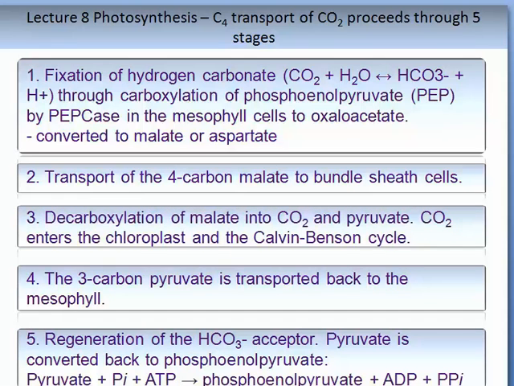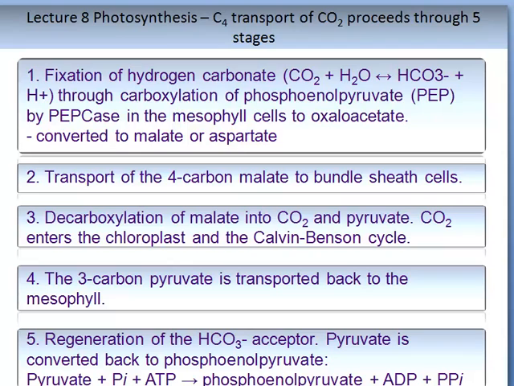And the final stage is the 5th stage, where regeneration of the hydrogen carbonate acceptor occurs: pyruvate is converted back to phosphoenolpyruvate. The formula on your slide shows the chemical reactions.